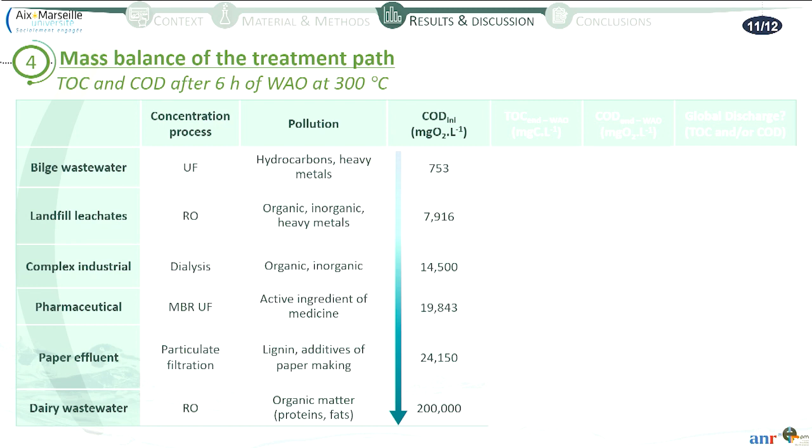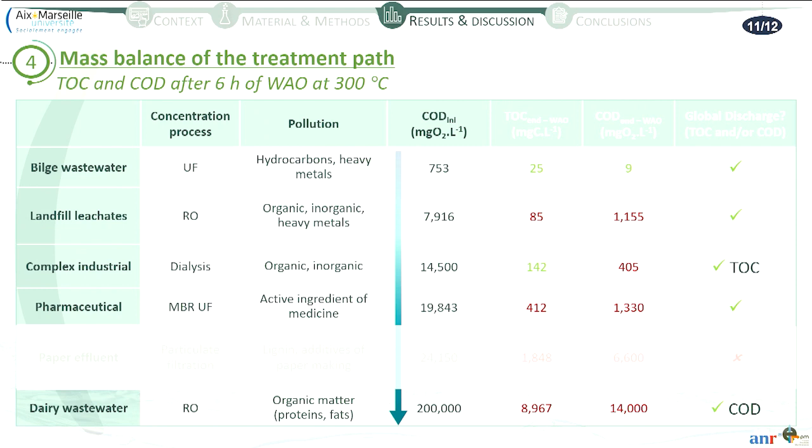So now if we want to know the mass balance of this global treatment path, we have here the effluents that are in order of CODs. We have here the concentration in TOC and COD for the water oxidation outlets, and then we have the quality of the global discharge, which is composed of the permeate and the outlet of the water oxidation. We can see that the paper effluent hasn't got the quality to be discharged to the environment.